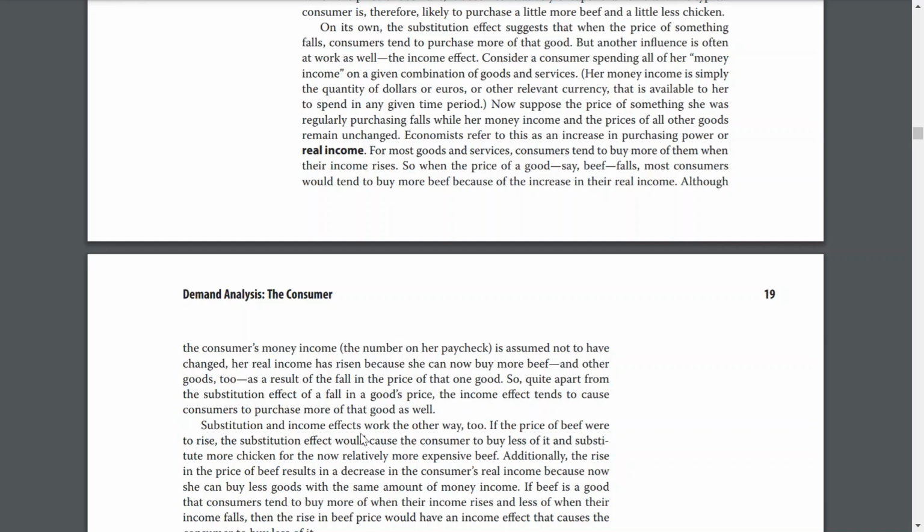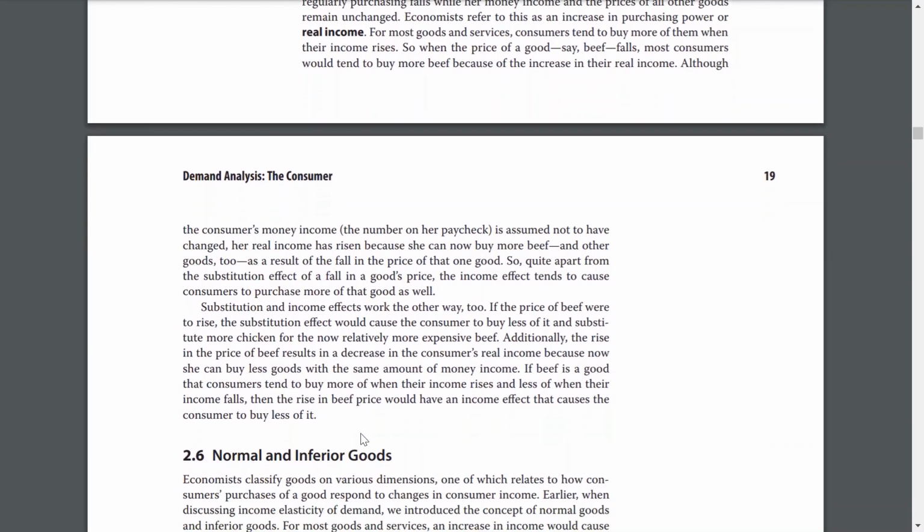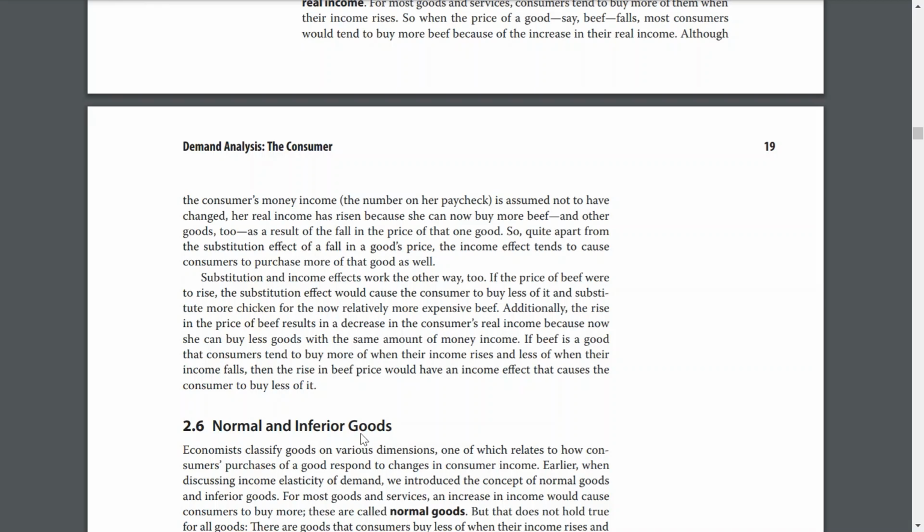Although the consumer's money income, the number of her paychecks, is assumed not to have changed, her real income has risen because she can now buy more beef.